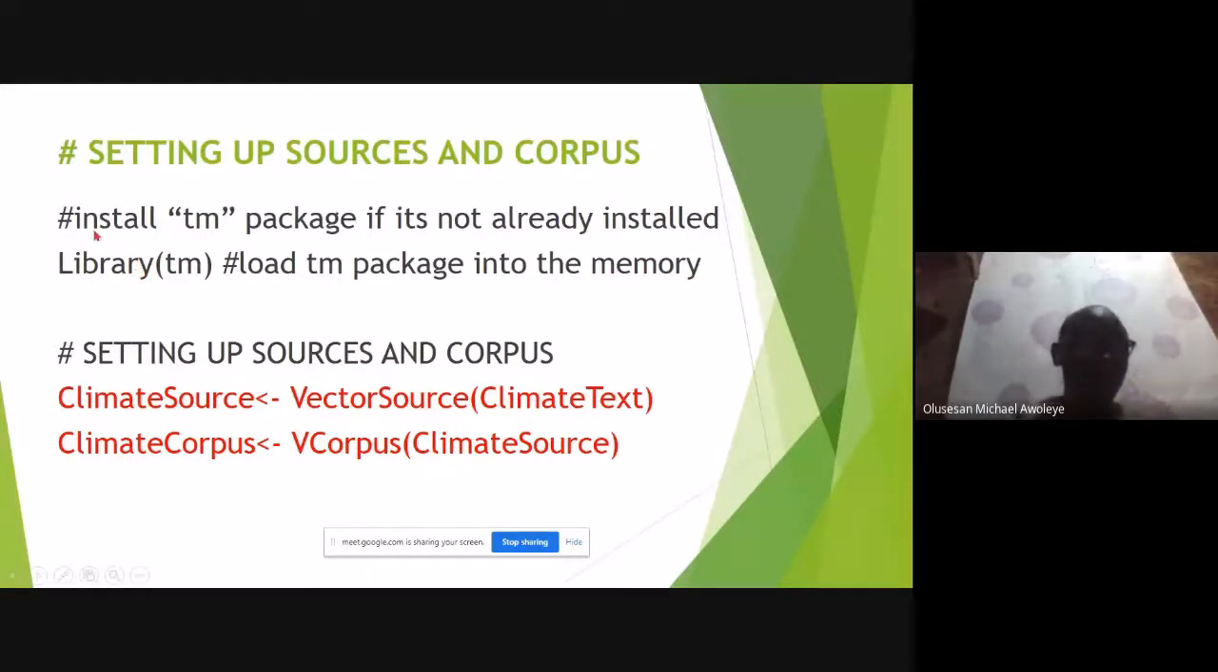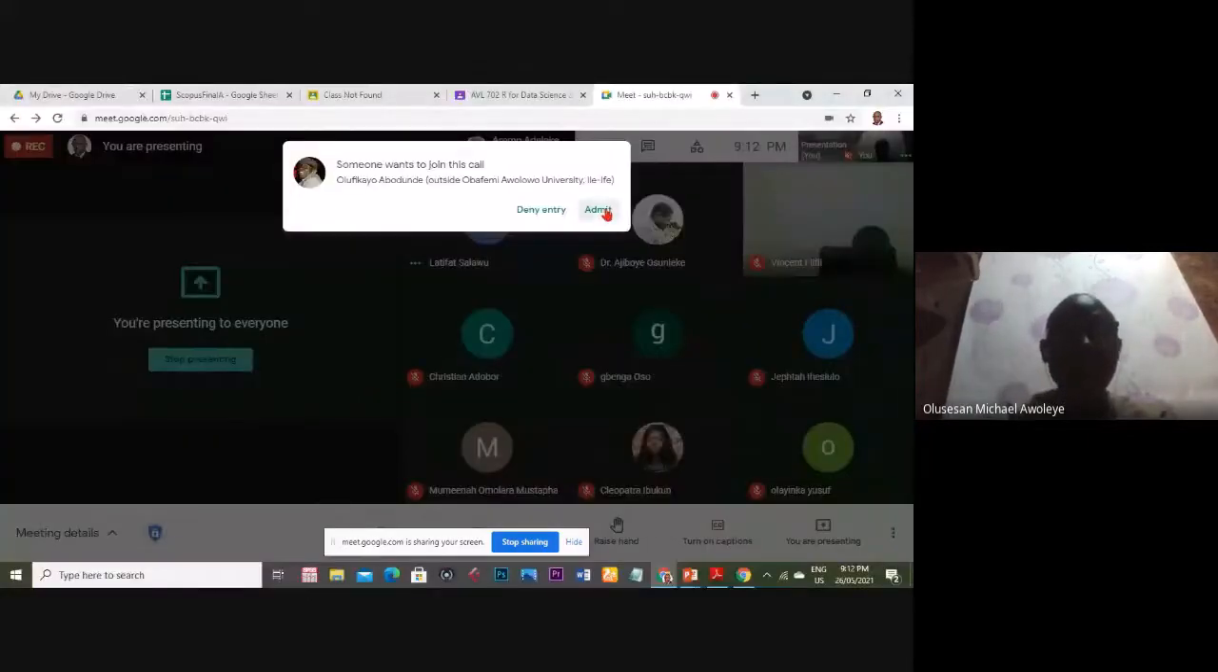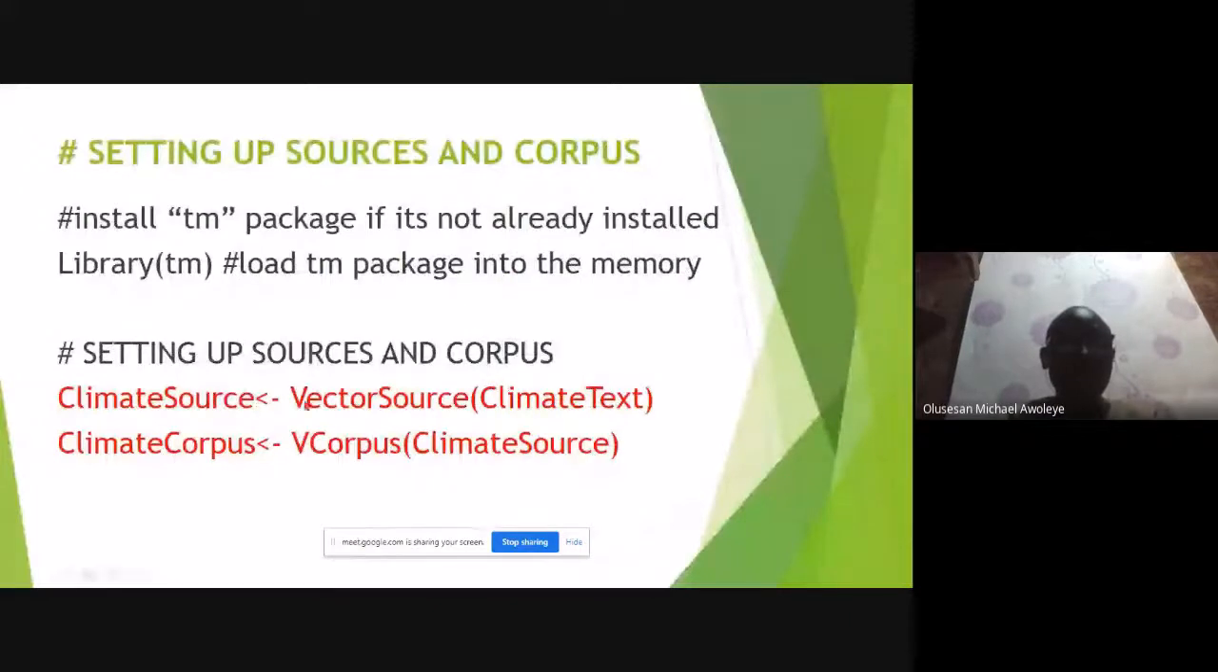If you do that successfully, the next thing is to set up your sources and your corpus using this command. This is just my choice of word again. This climate source is mine because I want to set up a source. This vector source is a function in text mining. If your TM is not loaded, this function will not be activated.